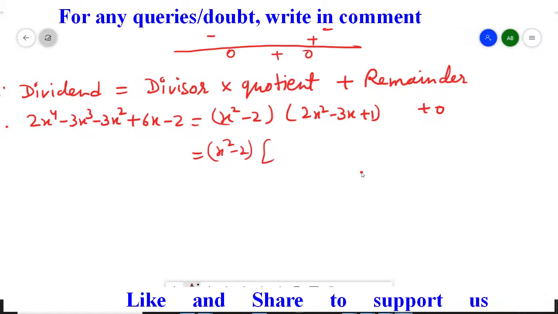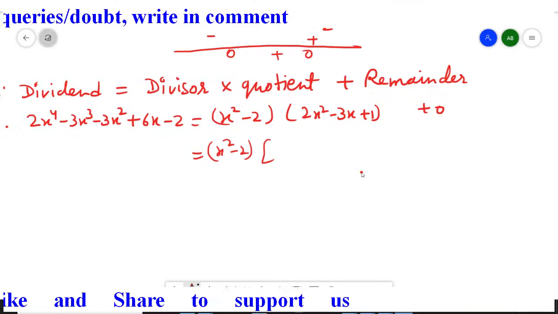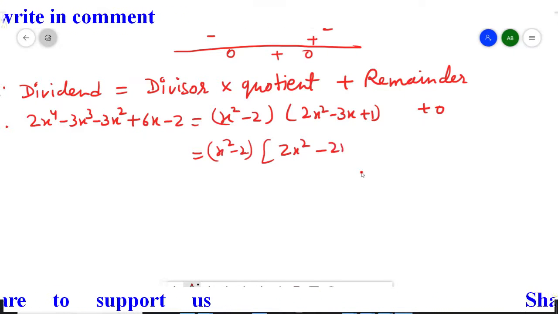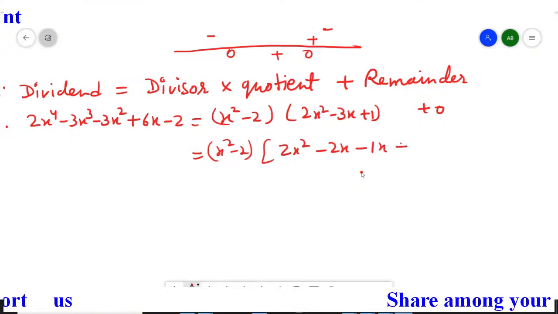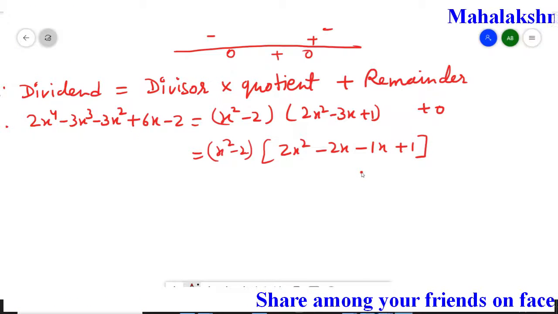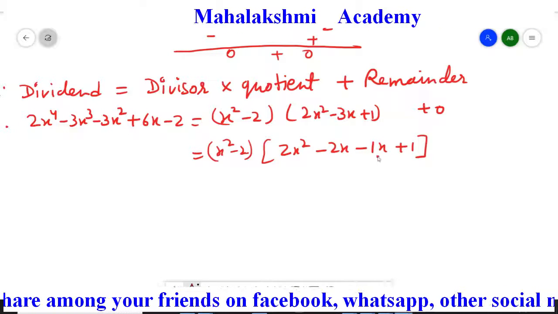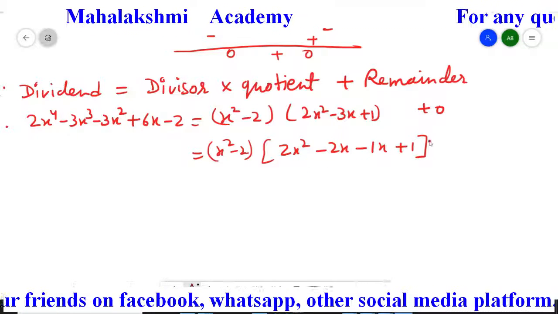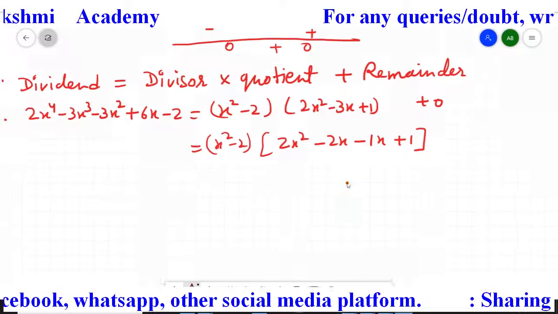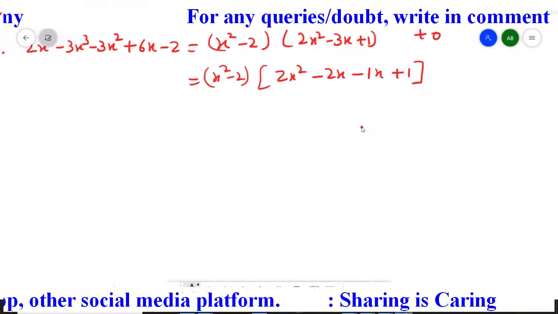So to factorize it, this 3 we can write as 2 plus 1. So it's going to be 2x square minus 2x minus 1x plus 1. So what I had done is, this minus 3x I wrote as minus 2x minus 1x, so that I can make the factors, and plus 0 there is no meaning, so I just avoided it. Now this we have to factorize it further.